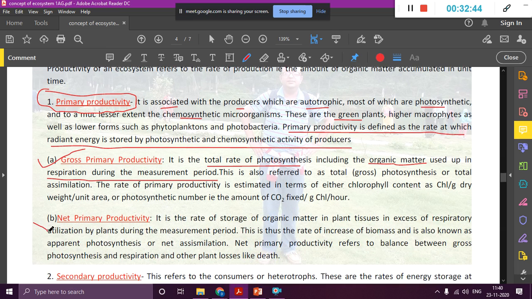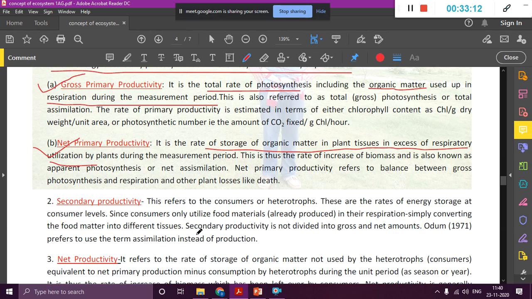Then you have the net primary productivity. It is the rate of storage of organic matter in plant tissues in excess of respiratory utilization by plants. So gross primary productivity minus the energy utilized by the plant for its own respiration. That is the net.